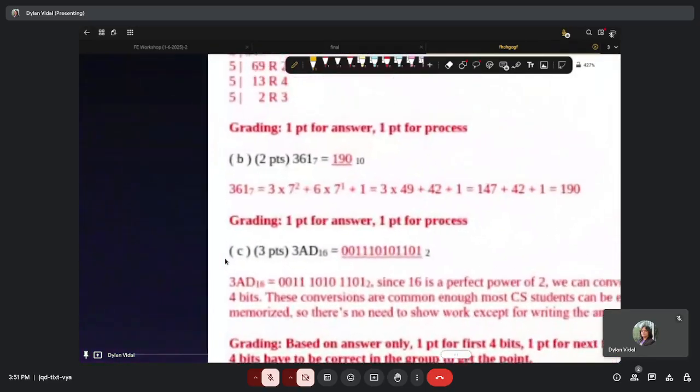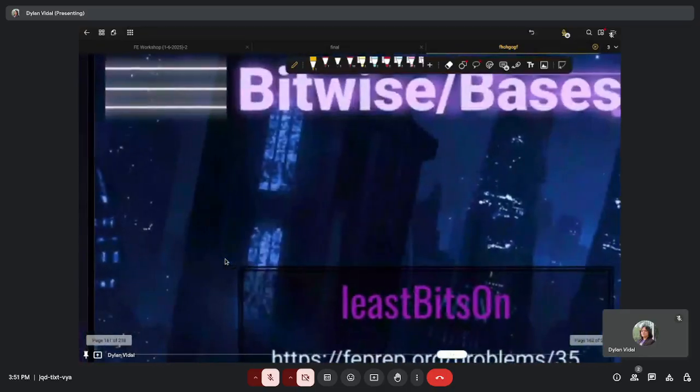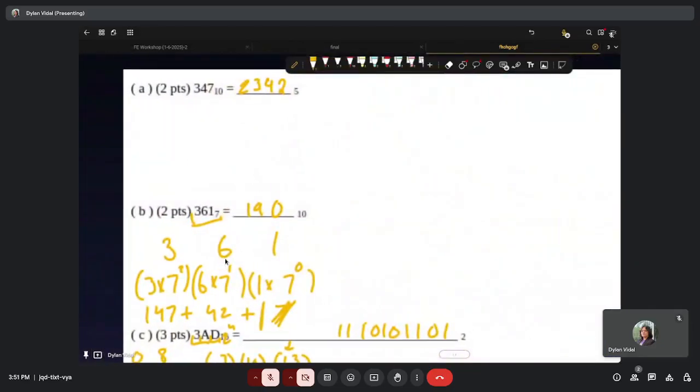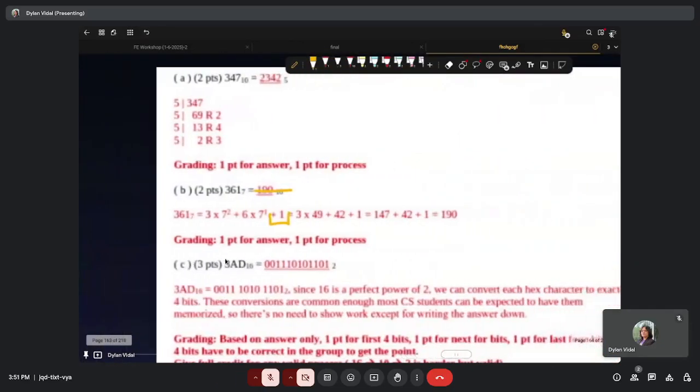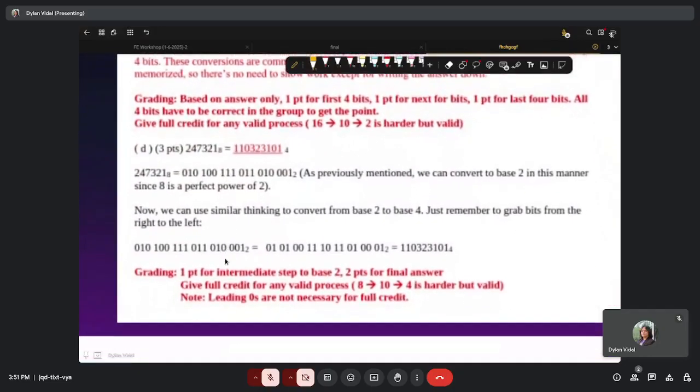So yeah, someone caught my error here, because that should just be a 1. So we got 190 here. Oh my goodness. We got 190, 2342. That's good here. All of these are good, right?